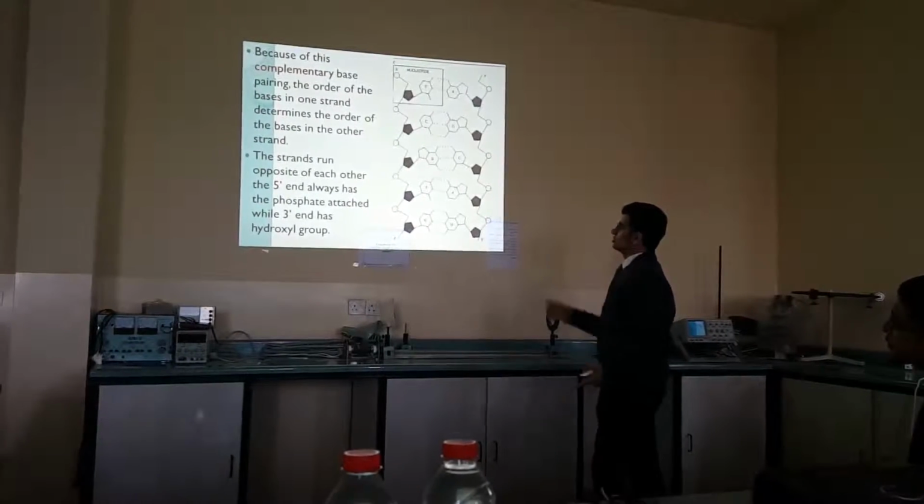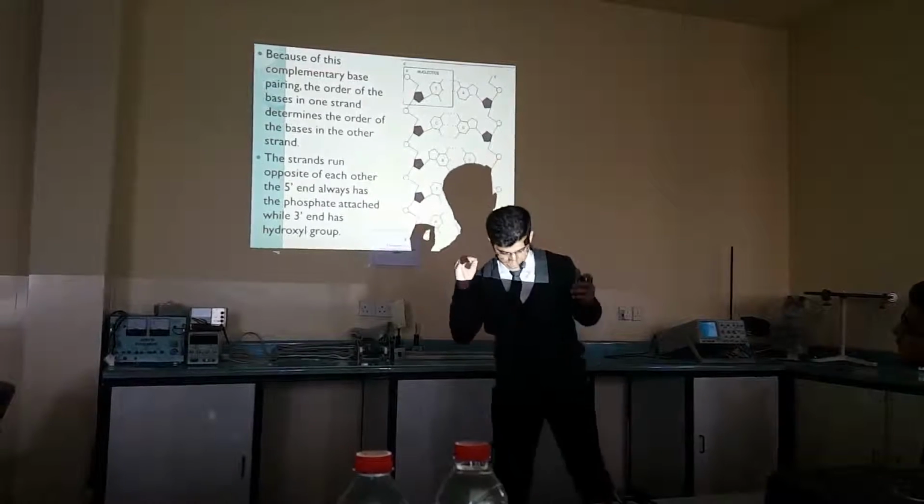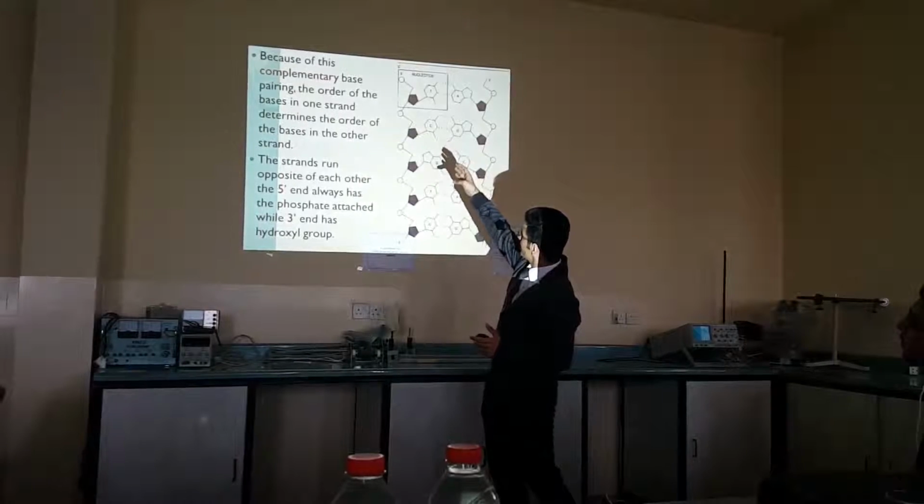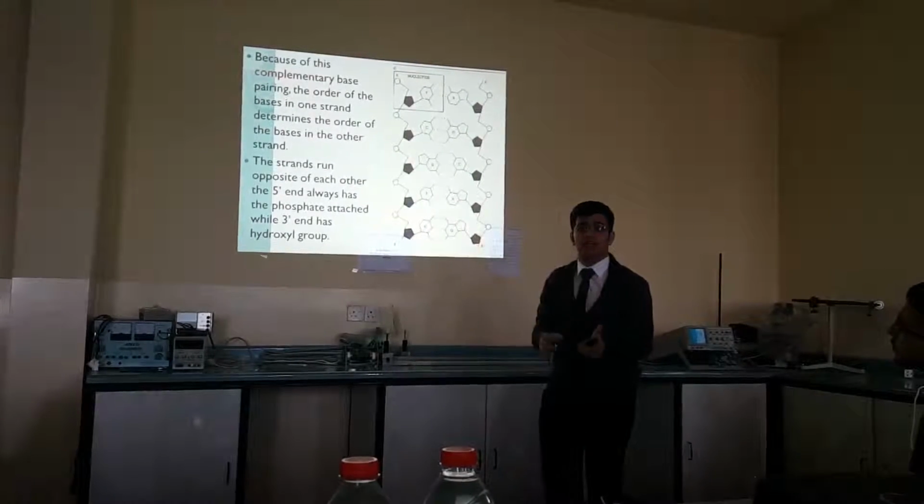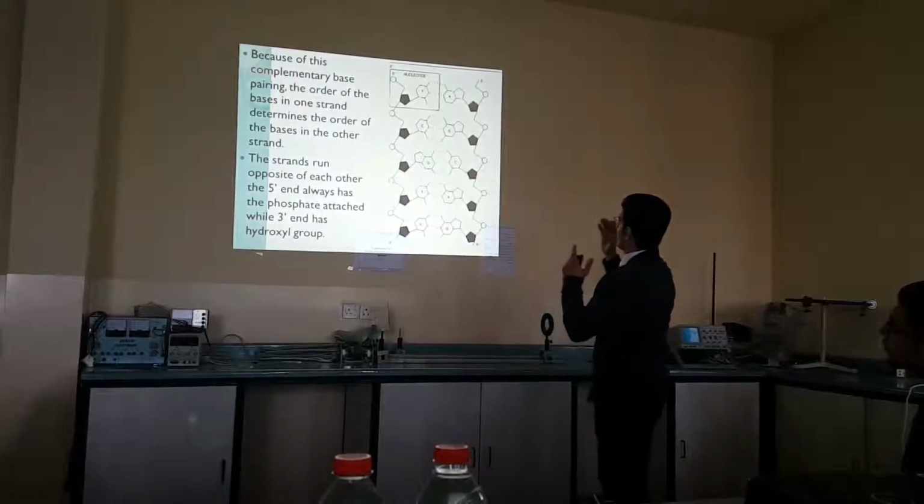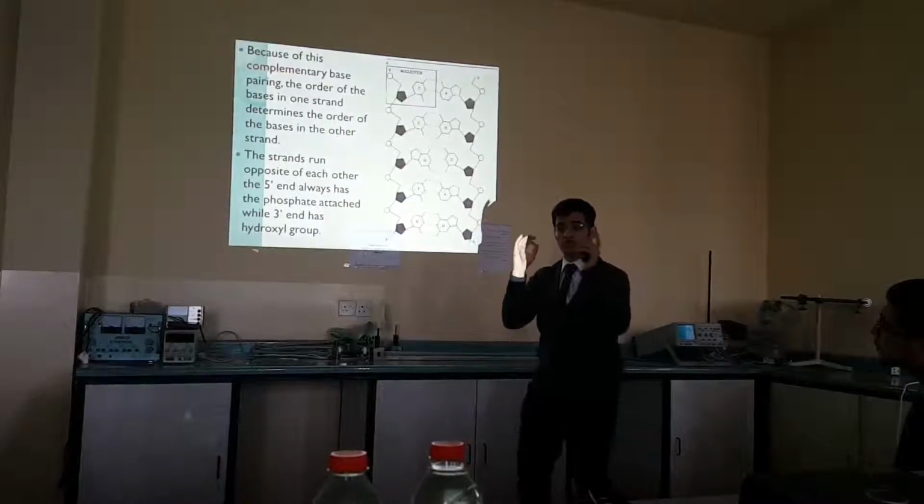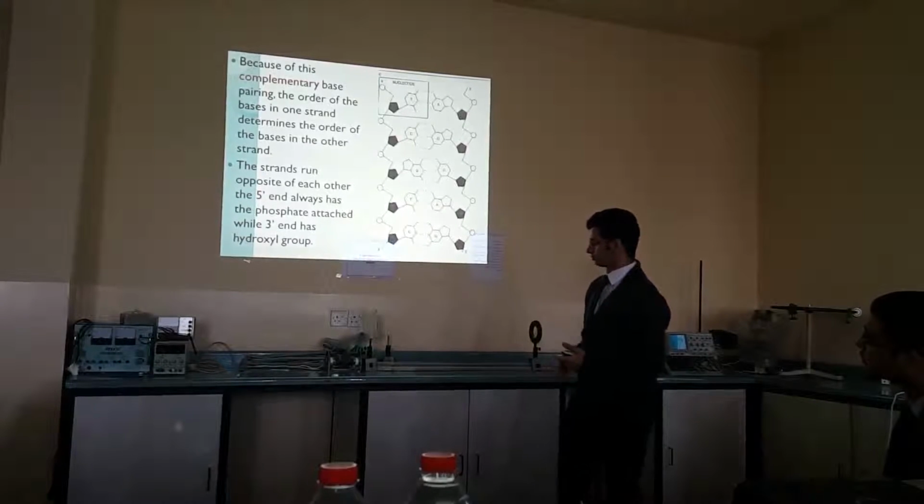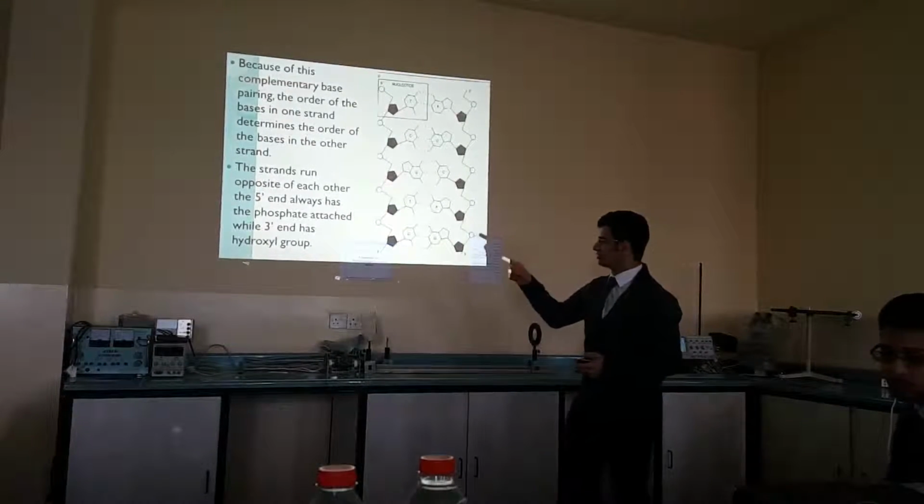I forgot to mention to you that the strands are antiparallel. How are they antiparallel? In the beginning we have the 5' end, which has the phosphate group. In the second strand we have the 3' end, which has the hydroxyl group. So they are antiparallel to each other. That is an important note.